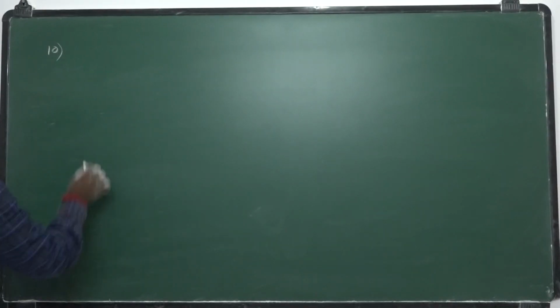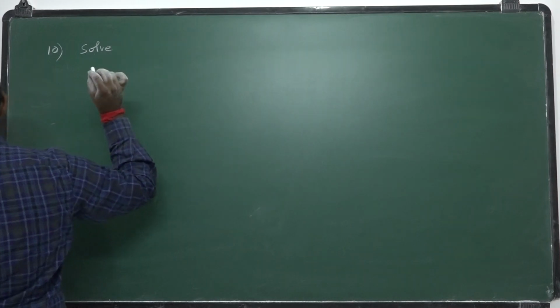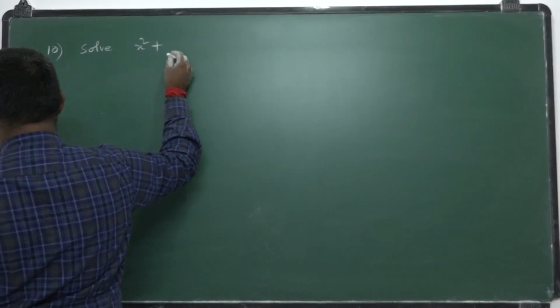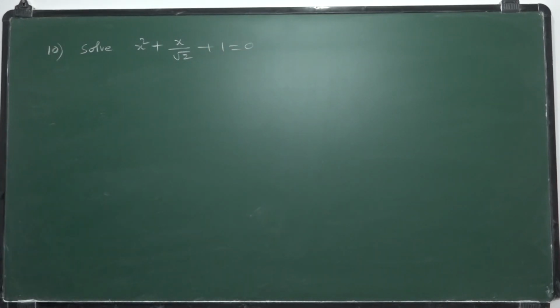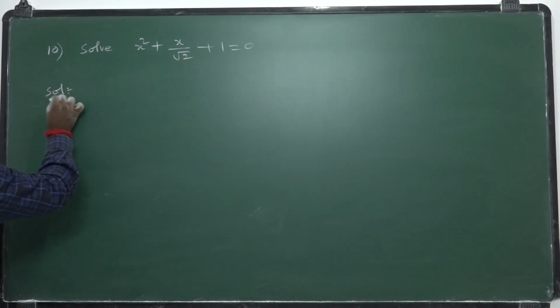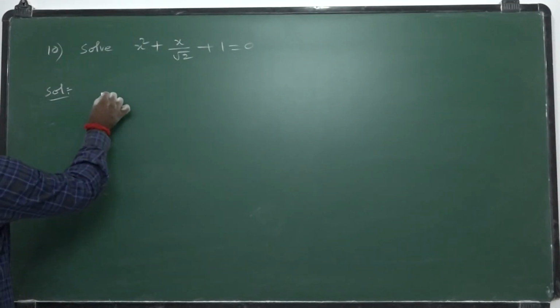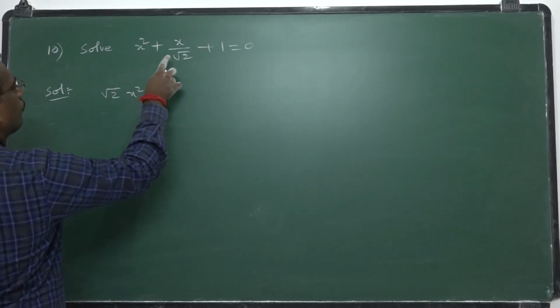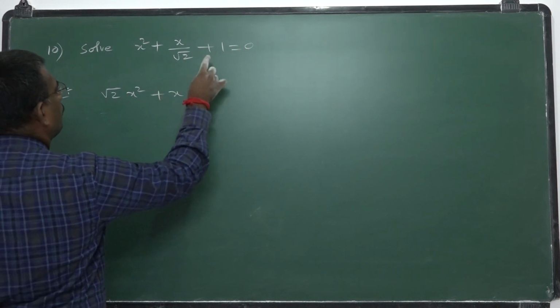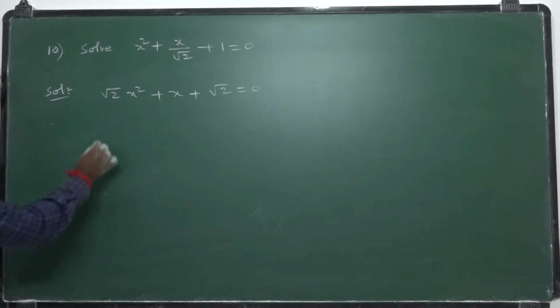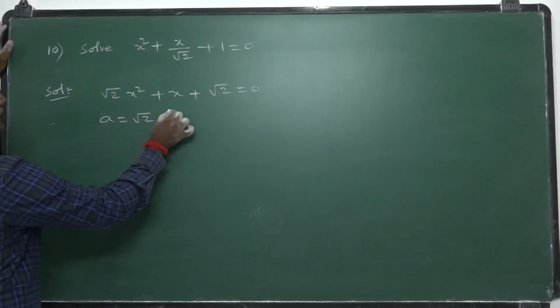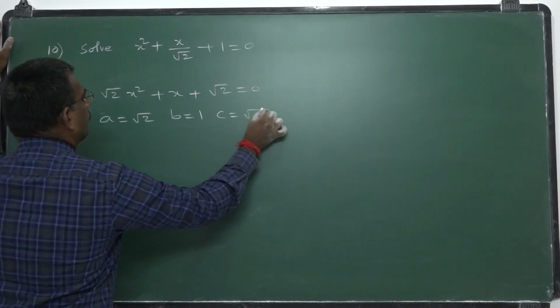Tenth problem. Solve the equation x square plus x by root 2 plus 1 equal to 0. Solution. First, multiply the given equation with root 2. Root 2x square plus root 2 into x by root 2, root 2 cancel, plus x plus root 2 into 1, root 2 equal to 0. Just multiply the equation with root 2. So now comparing the equation with ax square plus bx plus c equal to 0, a equal to root 2, b equal to 1, c equal to root 2.